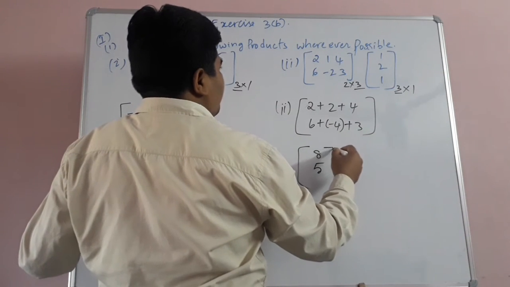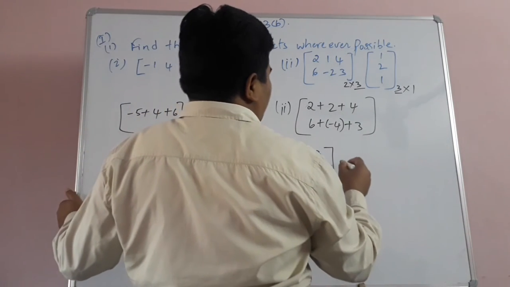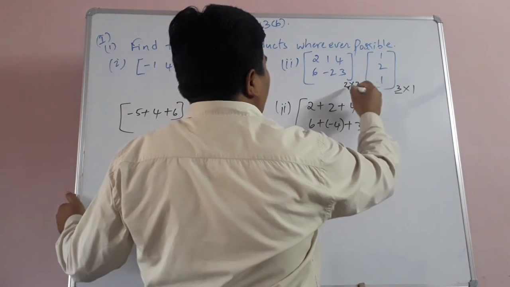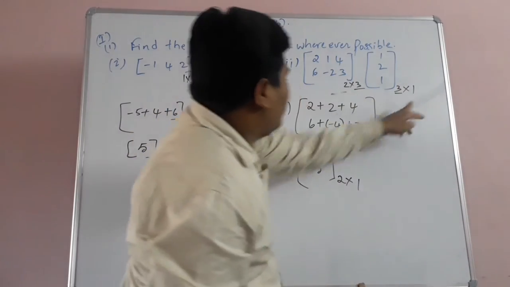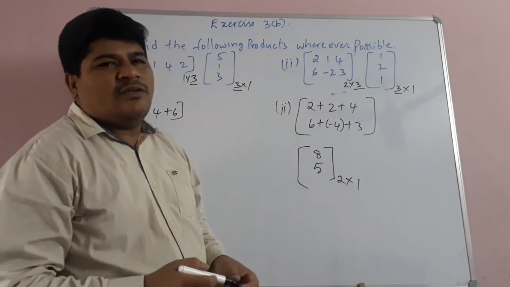So these are the elements, children. What type of matrix did we get? Its order is 2 rows, 1 column, 2 by 1. What will be the order of the resultant matrix, children? 2 by 1. So this is the way to do the multiplication between two matrices.